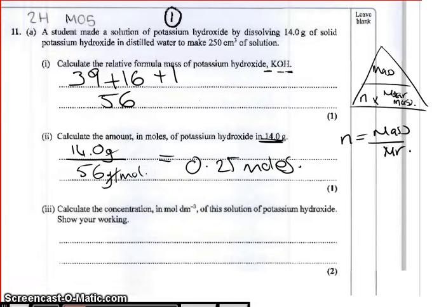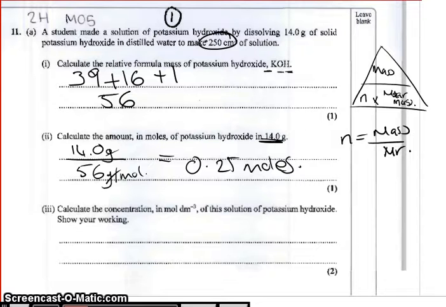Calculate the concentration in moles per decimeter cubed of this solution of potassium hydroxide. Show your workings. So we know how many moles of it we have. We just need to work out the concentration of it. And we know the volume from the question above, which is 250 cubic centimeters.